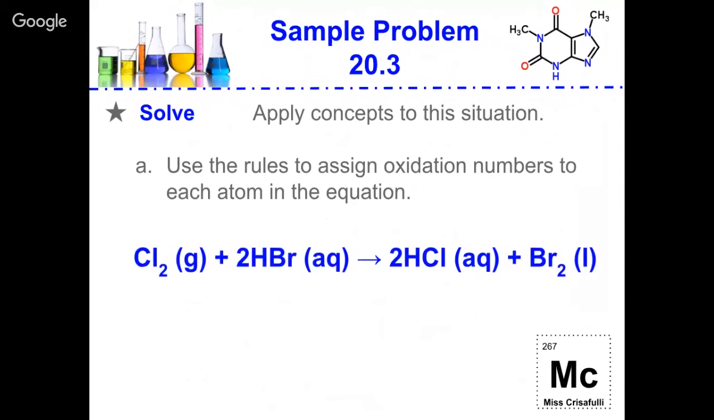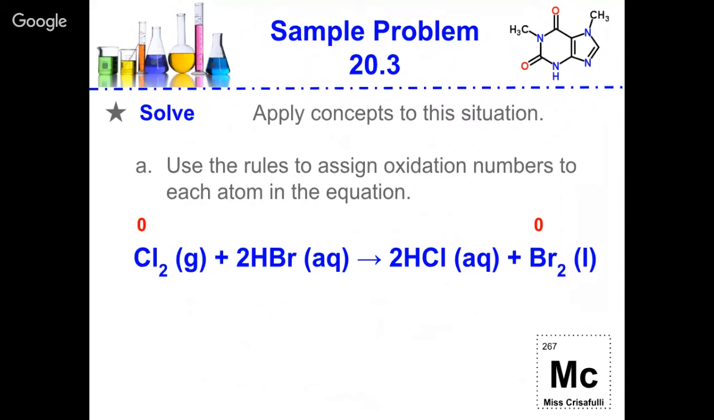So we're going to use rules to assign oxidation numbers to each atom in the equation. Here's our equation. We're going to go through, do we have any elemental substances? We do. Chlorine is Cl2, that's diatomic chlorine, so that has an oxidation state of 0 because it's an element. Same thing with bromine, that also has an oxidation state of 0 because it's an element.